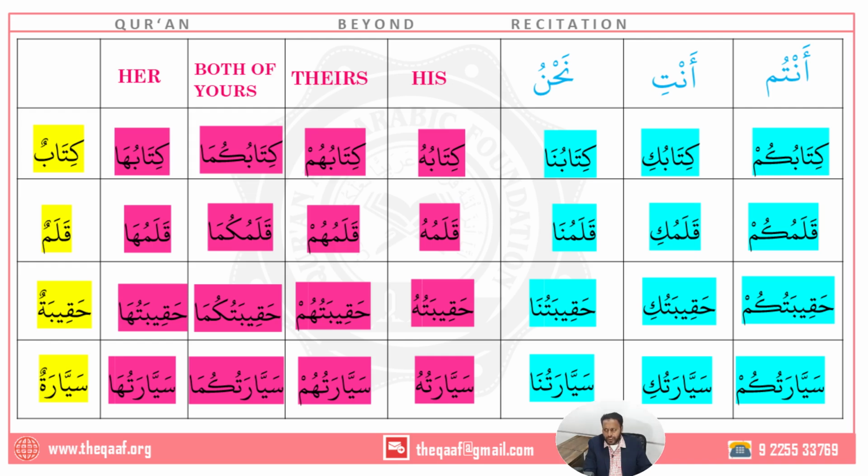What about both of yours pen? Kalamu, kuma. Huma is third person: hua, huma, hum, third person. We need second person. So, kalamu, kuma. Their pen? Kalamu, hum. Their pen. His pen.